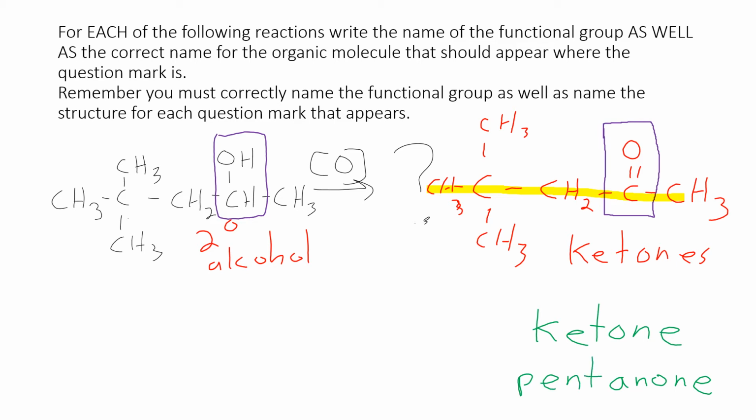Next we have some branches. If I circle the branches in blue, I have a branch here and a branch here. What do we know about those branches? What we know is that they're each single carbon branches. So they're methyl branches, but I have 2 of them. So that would make this dimethyl.